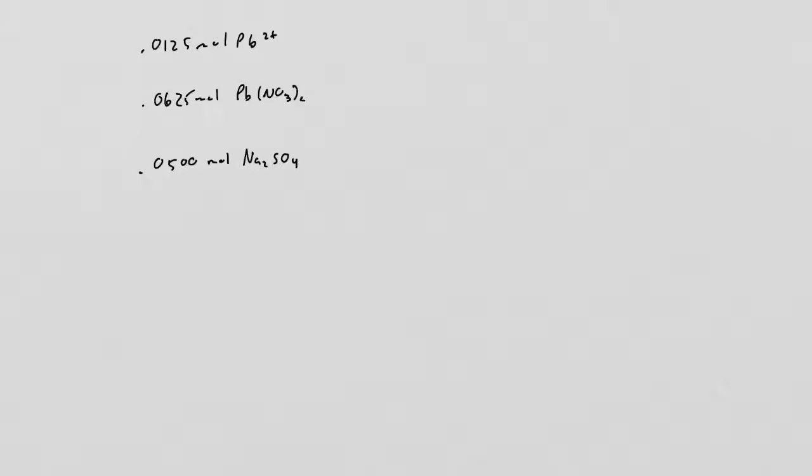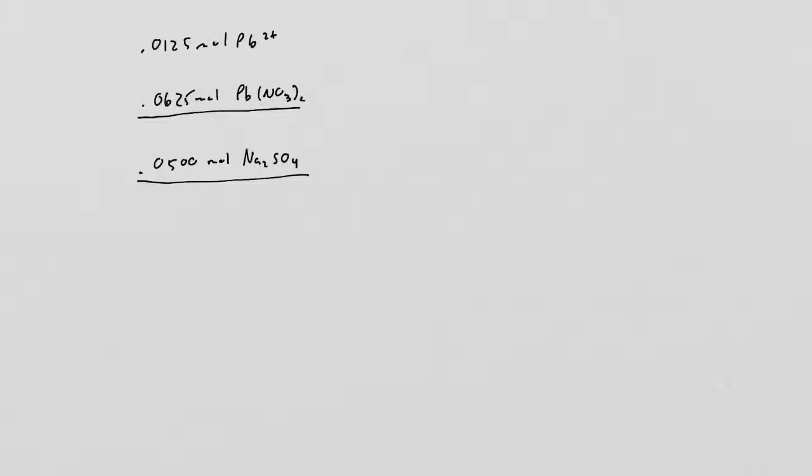So what I've done here is I've written down some basic information we started off with. We started off with 0.0625 moles of PbNO3, lead 2 nitrate. We started out with this many moles of sodium sulfate. We know that by multiplying the molarity times the volume, we can get the moles of those things.